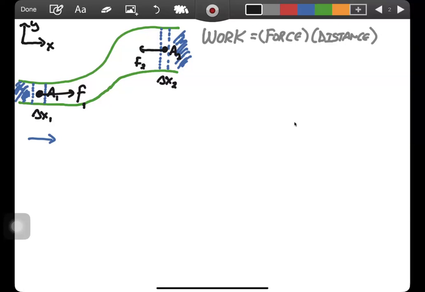And so going back to the concept of work, we also learned that the work done on a system can be thought of as the change in the kinetic energy of the system plus the change in the potential energy of the system. This is the work-energy theorem.